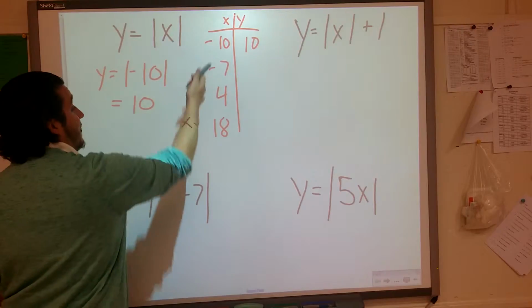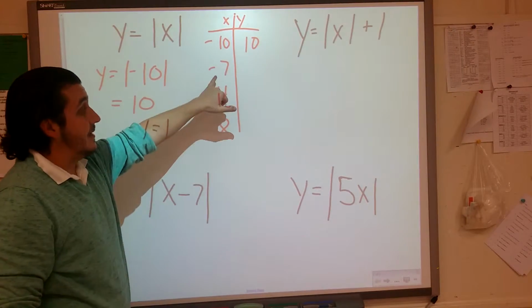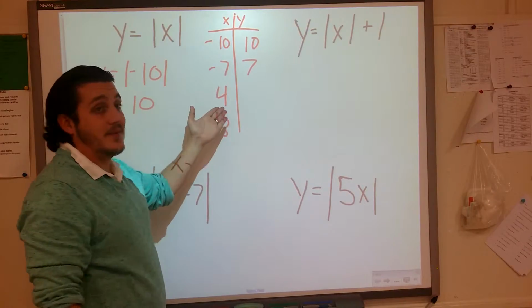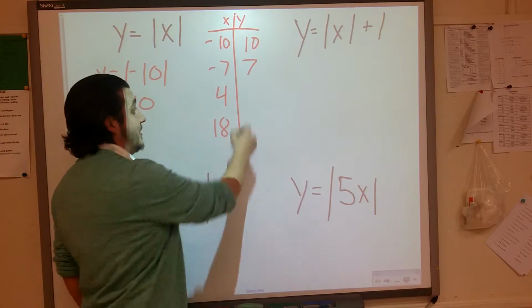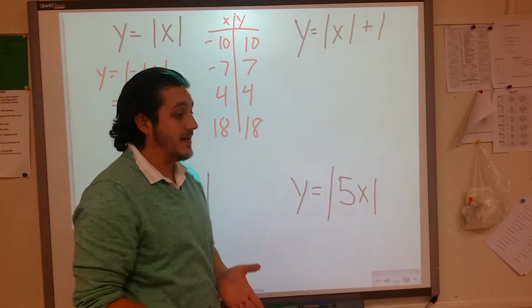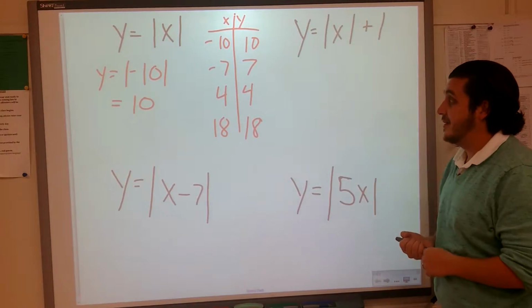Okay? So if the absolute value of negative 10 is 10, the absolute value of negative 7 is 7. A positive number just doesn't change. The absolute value of 4 is 4. The absolute value of 18 is 18. It's positive. It has to stay positive. Okay?